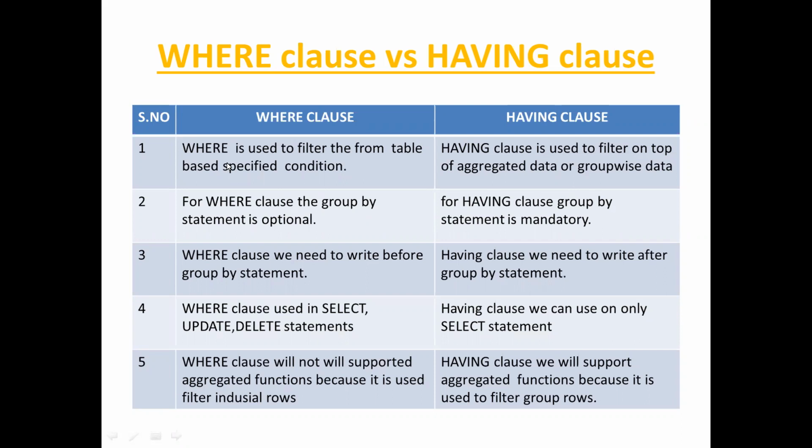For the WHERE clause, the GROUP BY statement is optional. If we are writing the HAVING clause, the GROUP BY statement is mandatory. Why? Because the GROUP BY statement creates the aggregated data, and only on top of that aggregated data can we use the HAVING clause to filter.